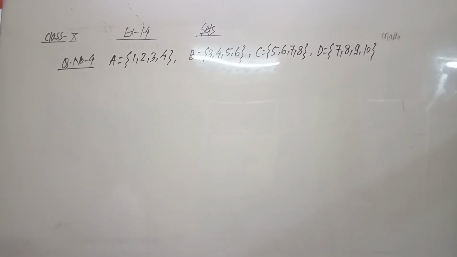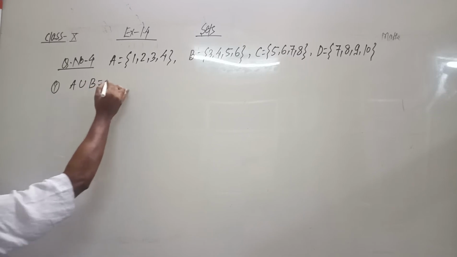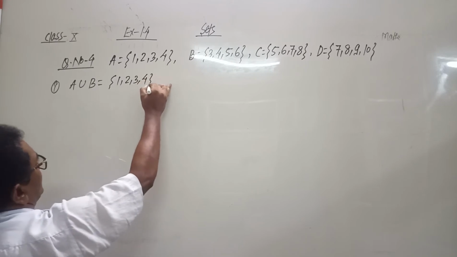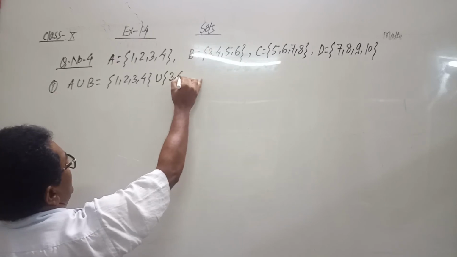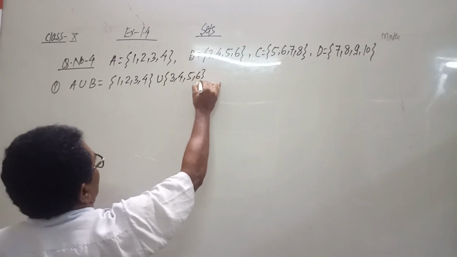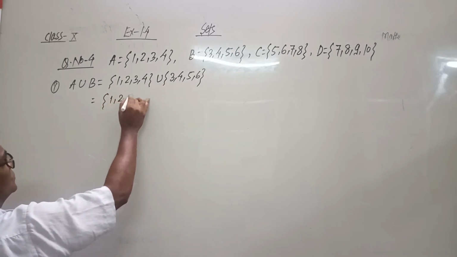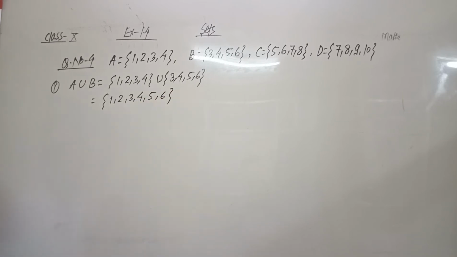The first part, we have to calculate A union B. So write the set A {1, 2, 3, 4}, then put the sign of union, and then set B {3, 4, 5, 6}, and combine both the sets. So the result is {1, 2, 3, 4, 5, 6}.